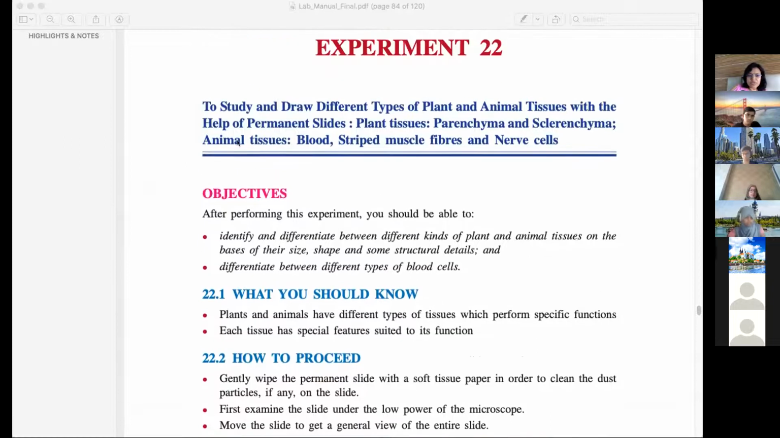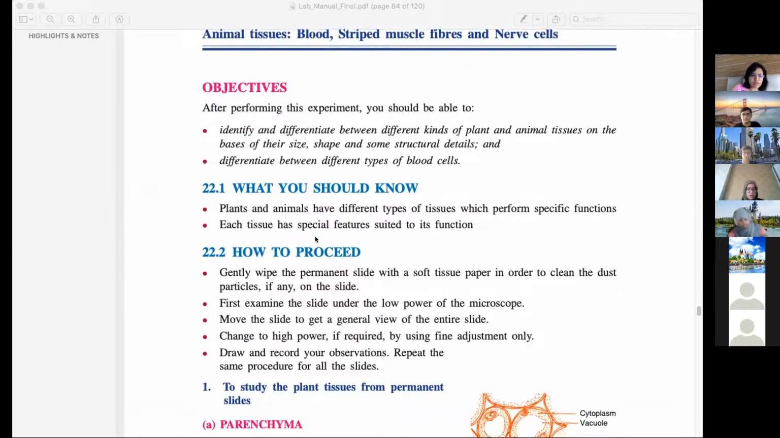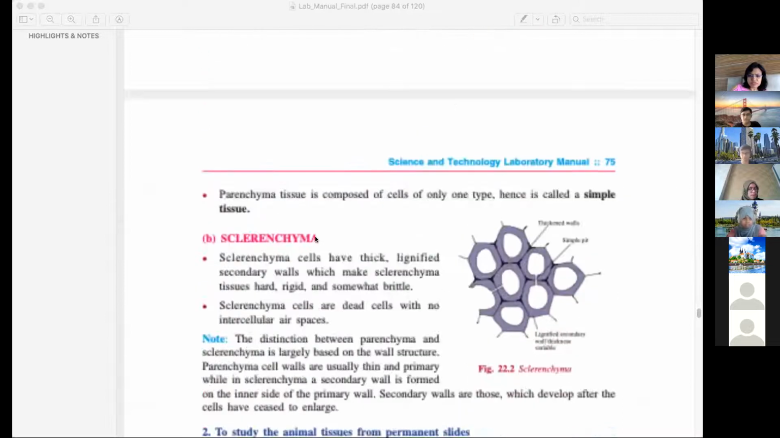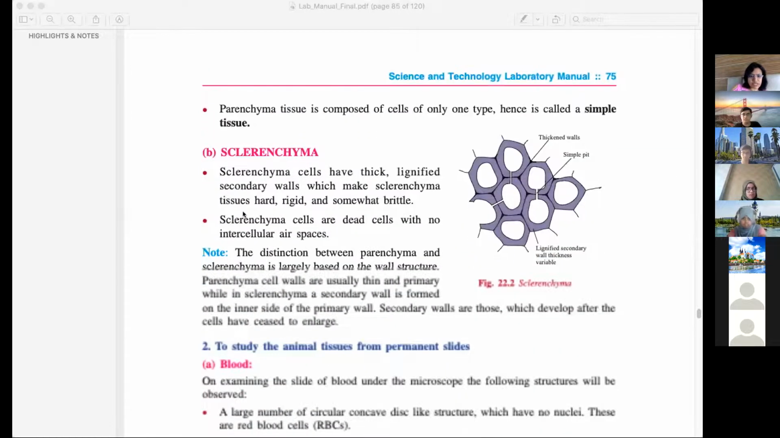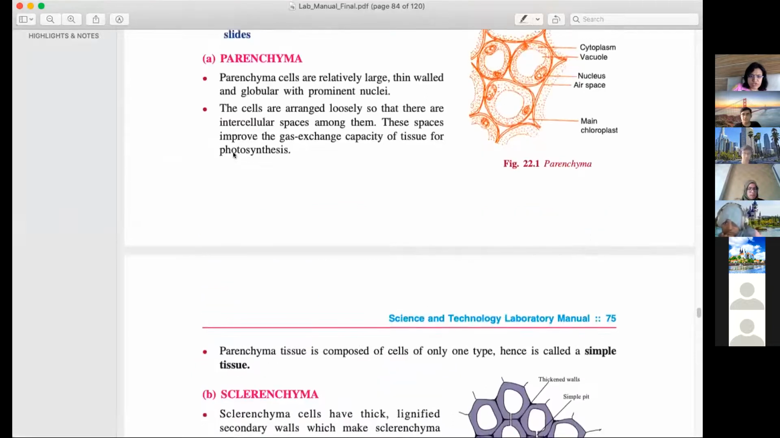This is to study and draw different types of plant and animal tissues. This is there in your theory ना, parenchyma, chlorenchyma, sclerenchyma. Have you studied it in theory part? Is it there in your syllabus? Tissues chapter नहीं है, tissue chapter नहीं है bio में. It is there. Yeah, I know that 10th में है अभी. So you have to do this also.